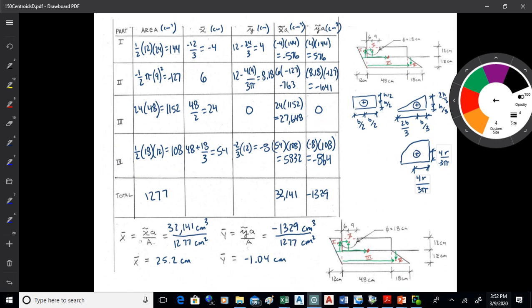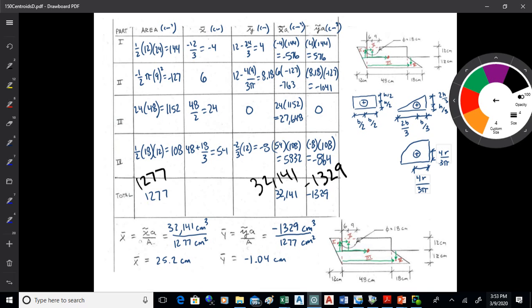So when I sum everything up, I get 1,277 for the total area. I get 32,141 for the X bar A, and I get negative 1329 for the Y bar A. I just do the division. So take the 32,141, divide it by 1277, get 25.2, and then negative 1329 divided by 1277, I get negative 1.04.